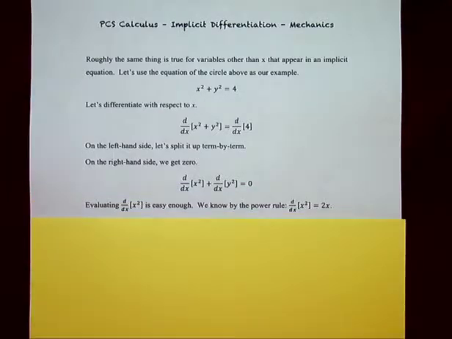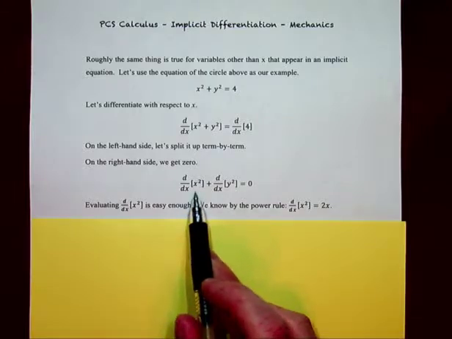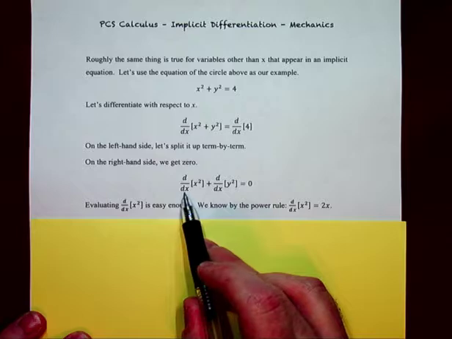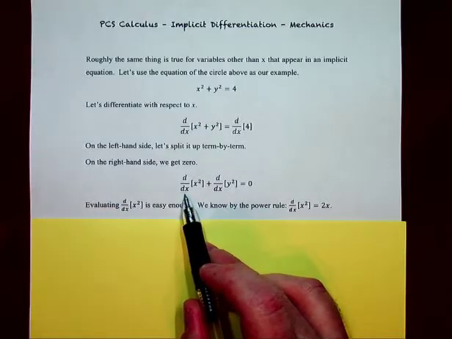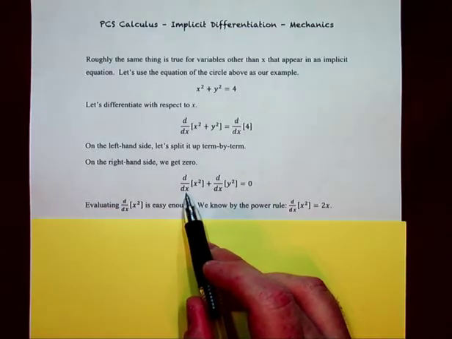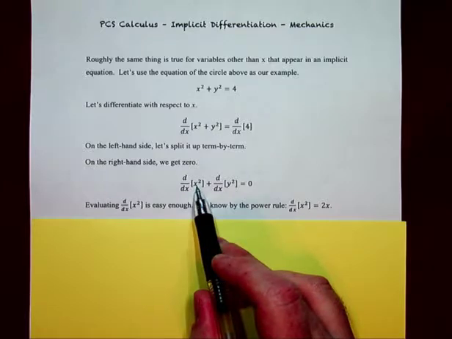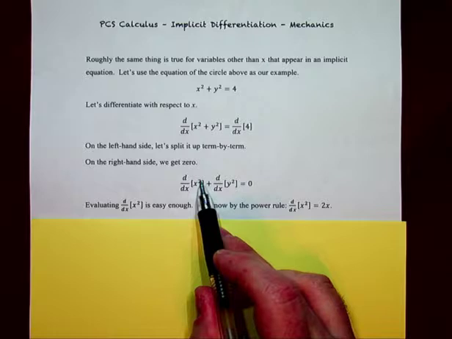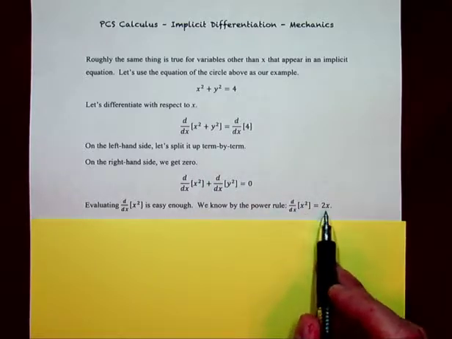Now, when we get to the derivative of that first term, the x squared, well, that's easy enough. I mean, notice that the variable which I'm differentiating with respect to matches that variable. So the derivative with respect to x of x squared, well, that's just 2x. That's just the plain old power rule. We learned that a while back.